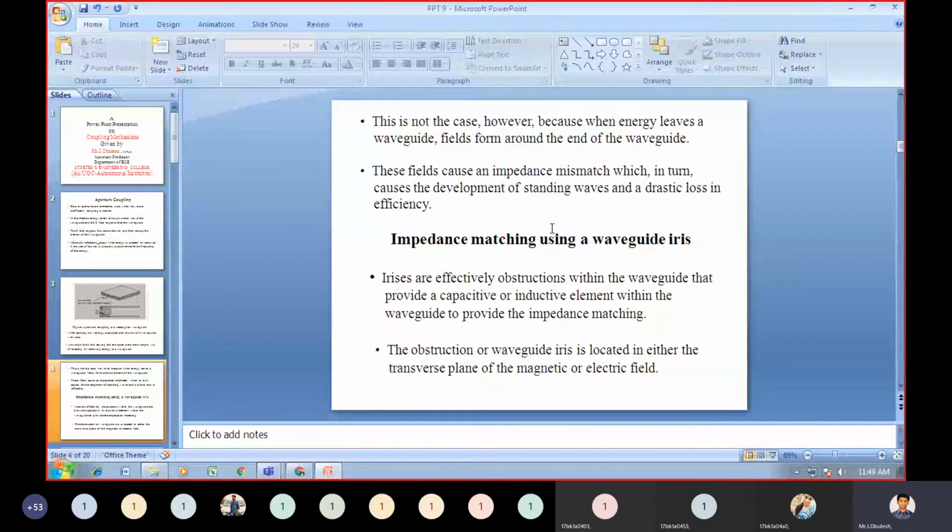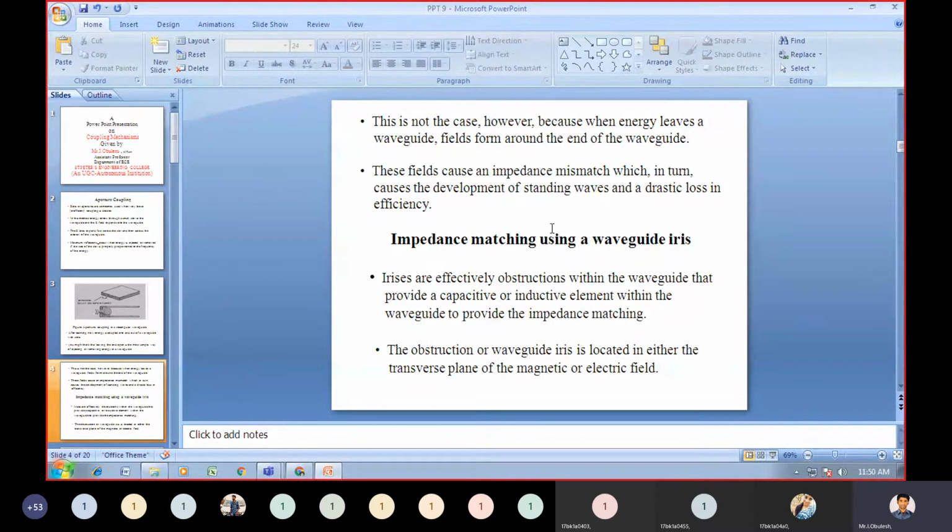So in aperture coupling, we get one cause, that is impedance mismatching, which in turn leads to the development of standing waves. So that will affect the losses in the efficiency. If you want to overcome impedance mismatching, you need to use the waveguide irises. Okay, so the irises are effectively obstructions within the waveguide that provide a capacitive or inductive element within the waveguide to provide the impedance matching.